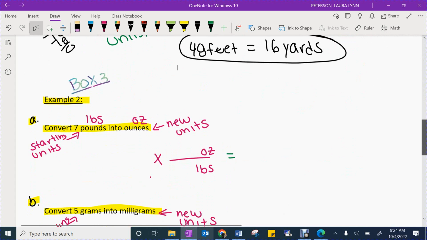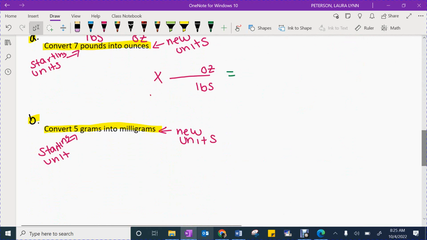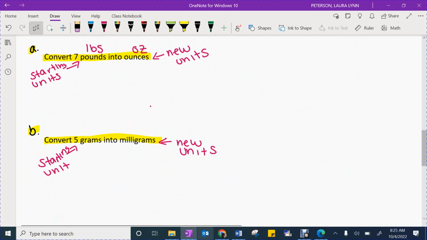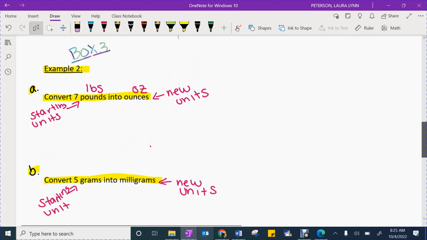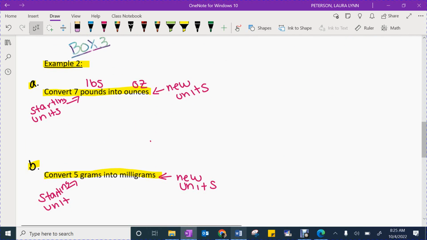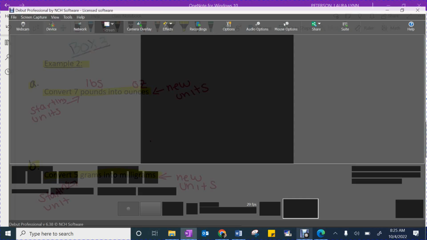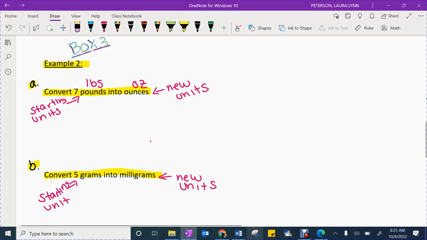Last set of problems. We are going to go into box 3. Please pause the video and copy everything in yellow and in pink down right now. Okay, let's get started. We are beginning with 7 pounds and converting into ounces. So we write down what we start with. 7, and the abbreviation for pounds is LBS.